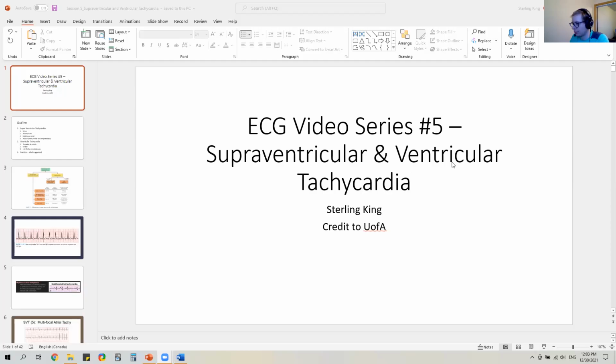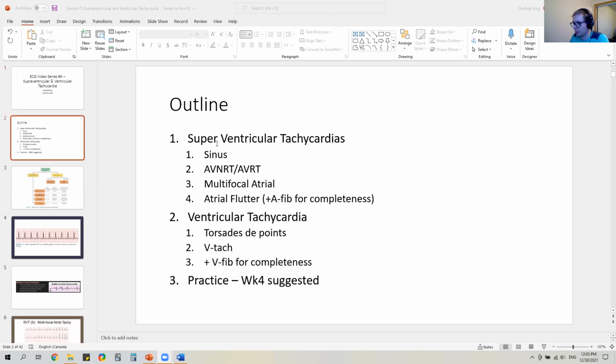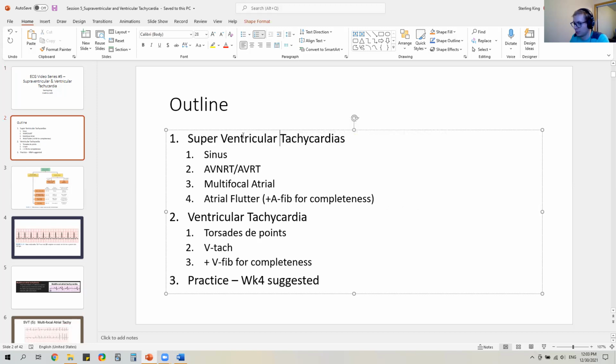So supraventricular and ventricular tachycardias especially. And so the outline is going to talk about supraventricular, so above the ventricle, or supraventricular tachycardias. So there's sinus, there's stuff from the AV nodes, that's what that AV stands for. There's multifocal atrial tachycardias, and there's also atrial flutter and AFib. And for ventricular tachycardia, there's torsades de pointes, tach, and ventricle fibrillation, and just making sure we cover each of the bases, and then practice.